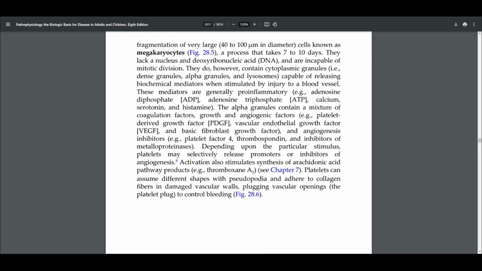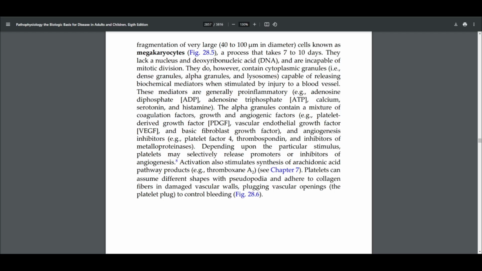They lack a nucleus and deoxyribonucleic acid and are incapable of mitotic division. They do, however, contain cytoplasmic granules capable of releasing biochemical mediators when stimulated by injury to a blood vessel. These mediators are generally pro-inflammatory.